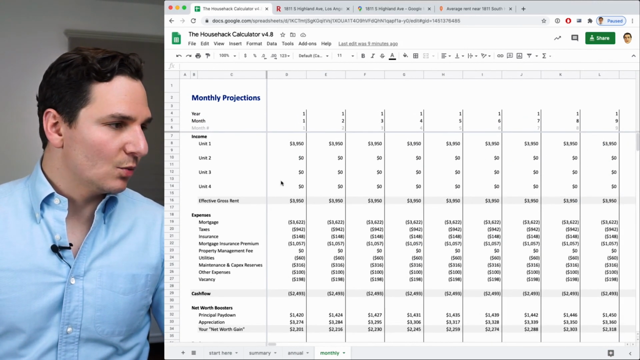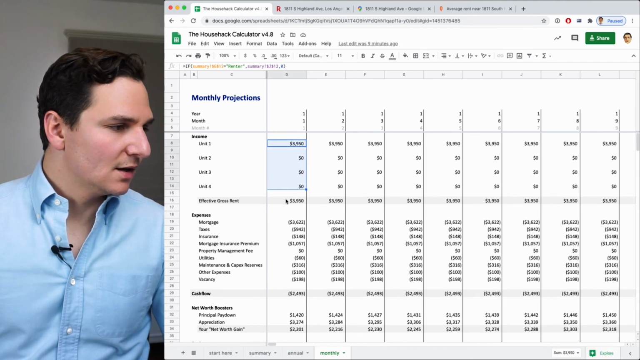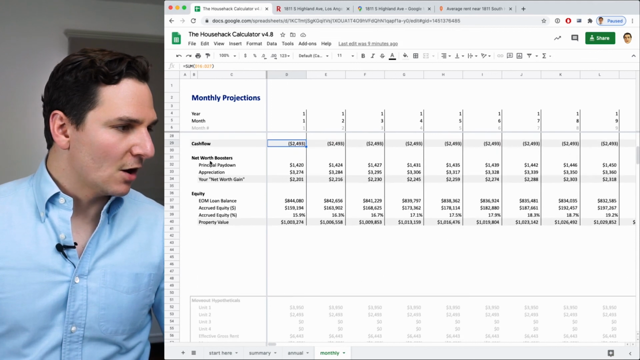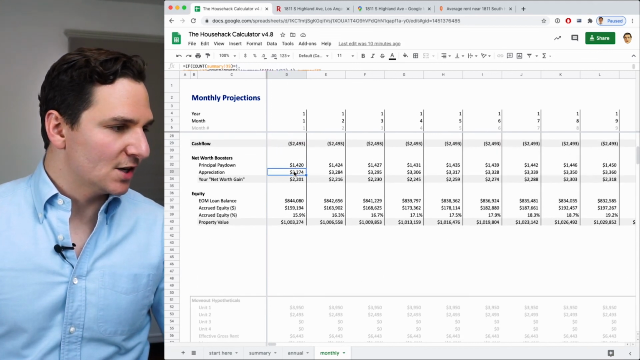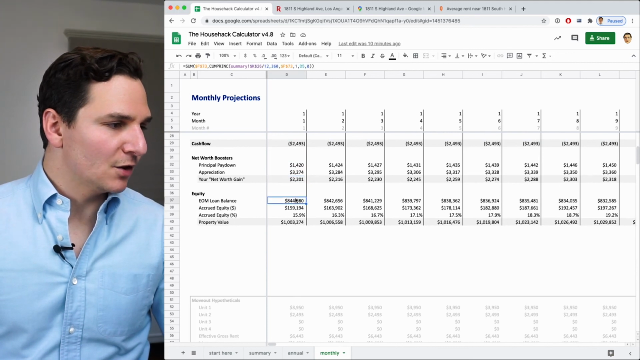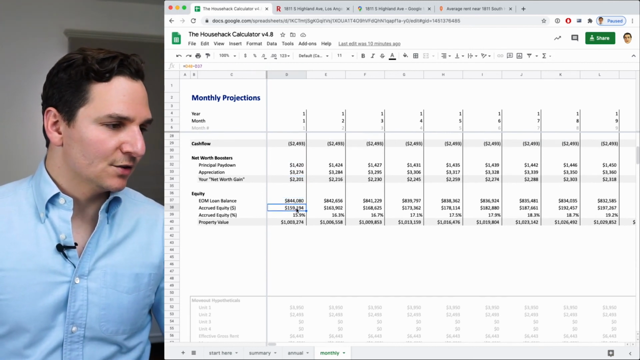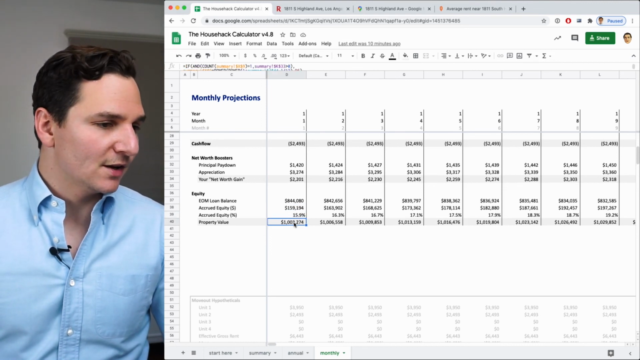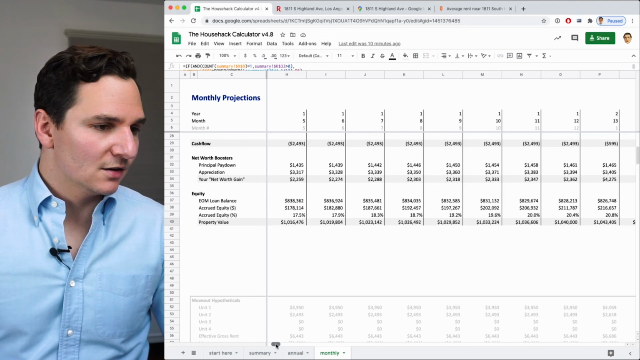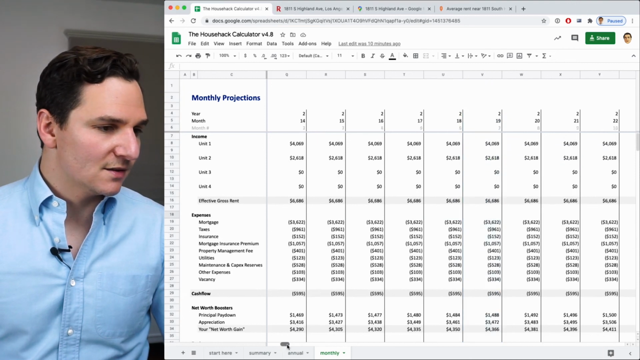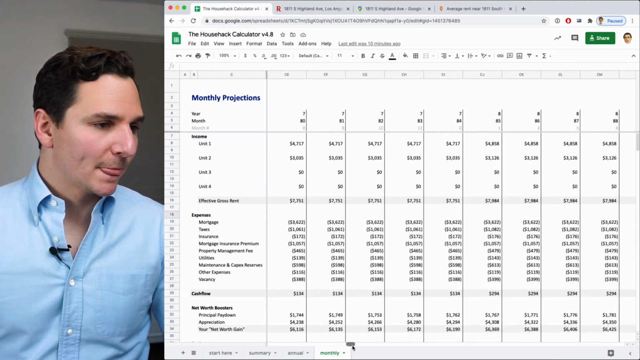And for each month, we have the income per unit, the effective gross rent, our expenses, the cash flow, our net worth boosters of principal paydown, appreciation, and the total net worth gain. And then in this equity section, we have the end of month loan balance, the accrued equity in dollars, the accrued equity as a percent of the value of the property, and the property value. So if we scroll down here, we'll see that we hit that 20% equity mark in month 11. And you can look at the property's performance month by month by month on this tab.